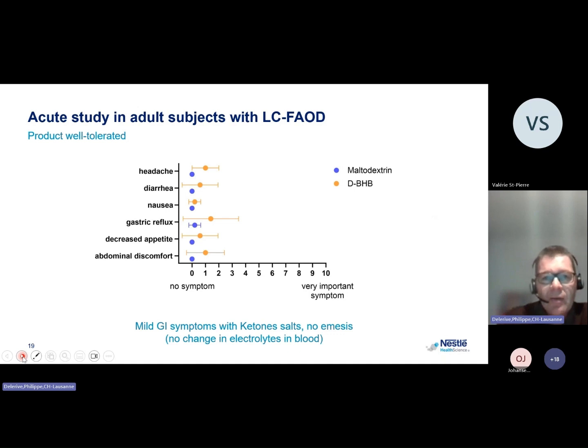You see on this VAS score and the GI scale here, from 0 to 10, all the data are between 0 and 1. We're pretty happy with that, and that's very consistent with some of the nutrition trials we conducted in other conditions, and not in patients. We did see a bit of nausea and GI reflux, which is consistent with the DBHB tolerability profile, but was far better than what was reported in the same population with the keto ester as reported by the Dutch group 2 years back. So we didn't see any emesis at all.